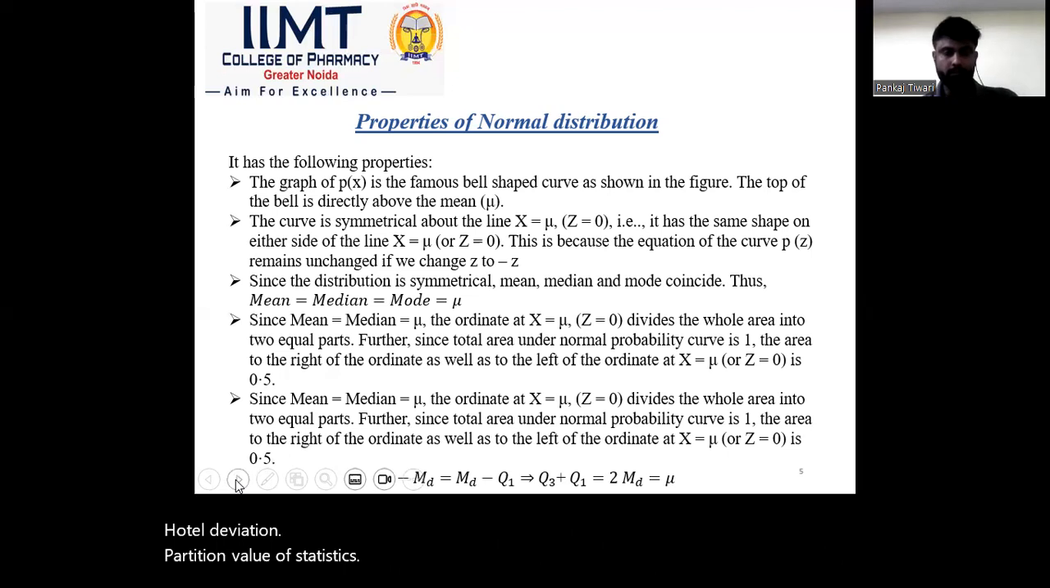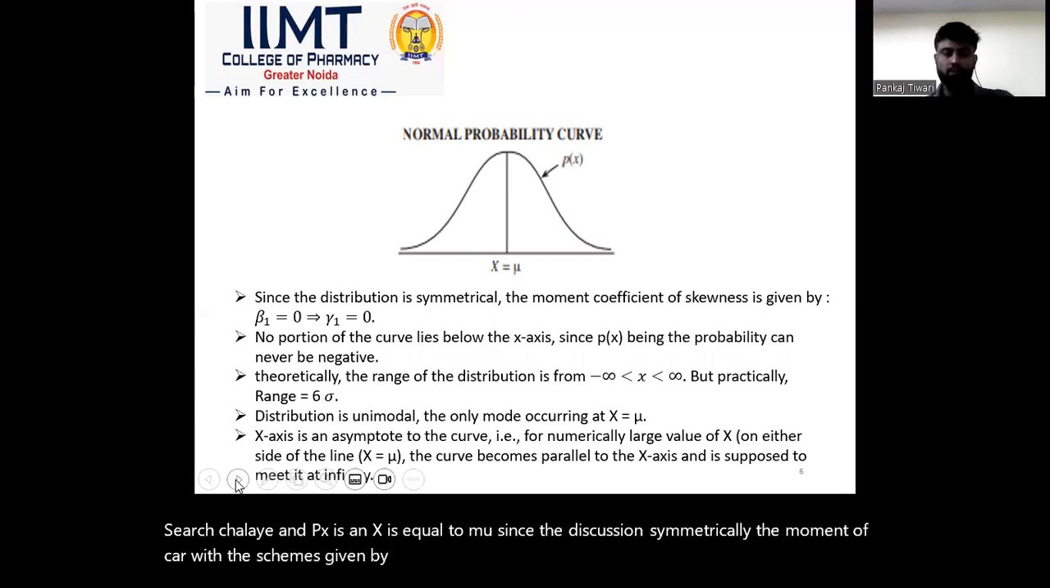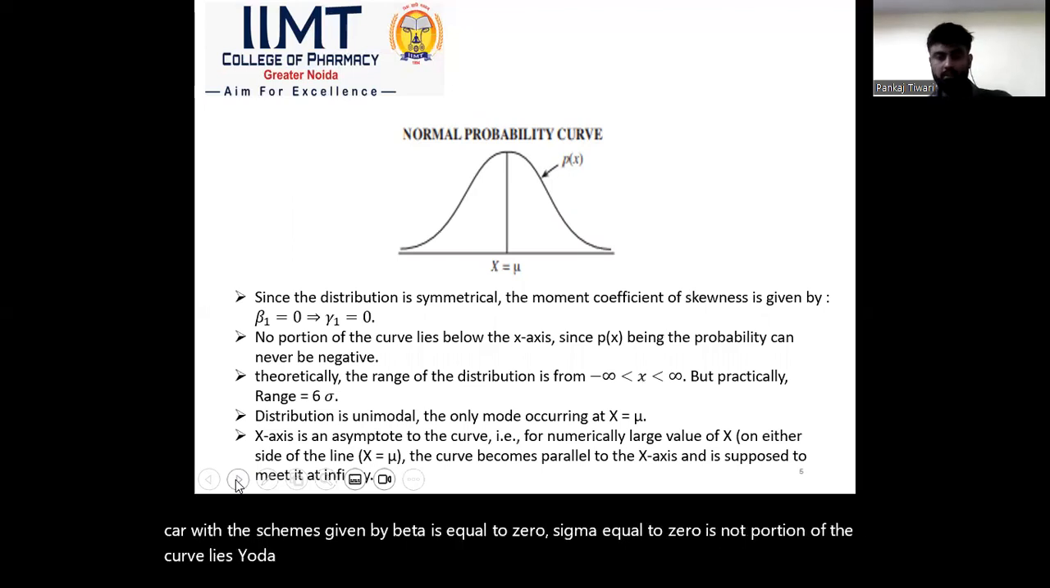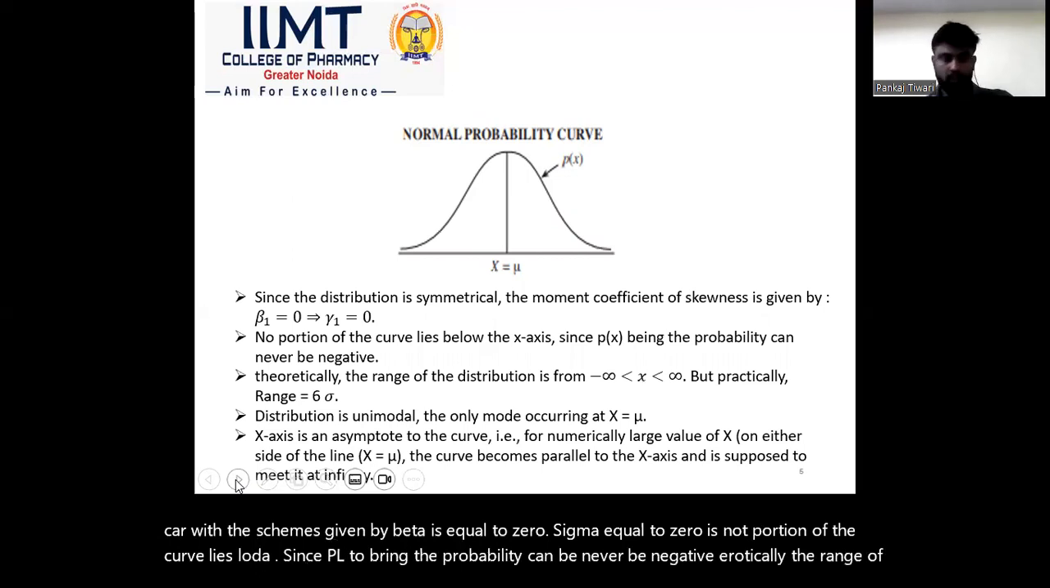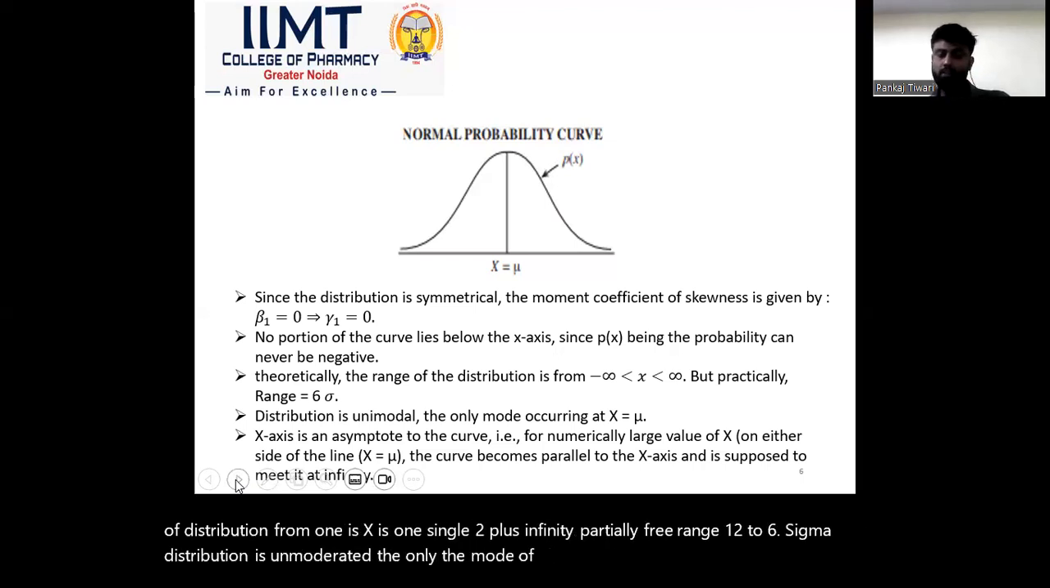Next, normal probability curve. Since the distribution is symmetric, the curve is symmetric about x equal to mu. The moment coefficient of skewness is given by beta 1 equal to 0, and kurtosis beta 2 equal to 3. No portion of the curve lies below the x-axis, since P(x) is a probability and can never be negative. Theoretically, the range of the distribution is from minus infinity to plus infinity, but practically its range is equal to 6 sigma. The distribution is unimodal, the only mode occurring at x equal to mu.